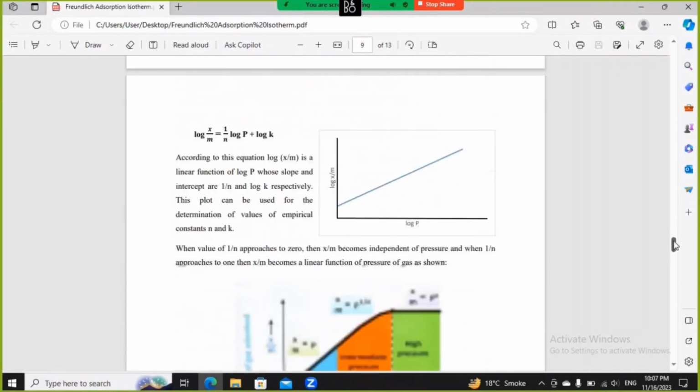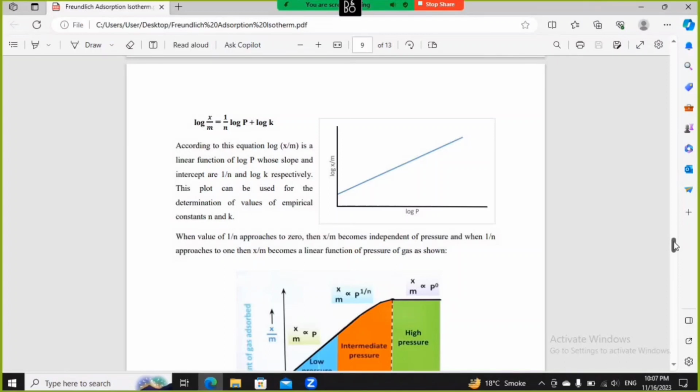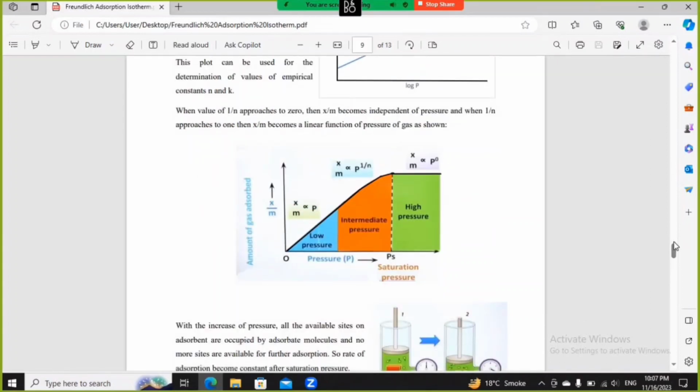The above equation of Freundlich adsorption isotherm can be converted into a straight line equation by taking log on both sides. According to this equation, log x/m is a linear function of log p, whose slope and intercept are 1/n and log k respectively. This plot can be used for the determination of the values of empirical constants n and k. Now, when the value of 1/n approaches 0, then x/m becomes independent of pressure, and when the value of 1/n approaches 1, then the extent of adsorption becomes a linear function of the pressure of gas.